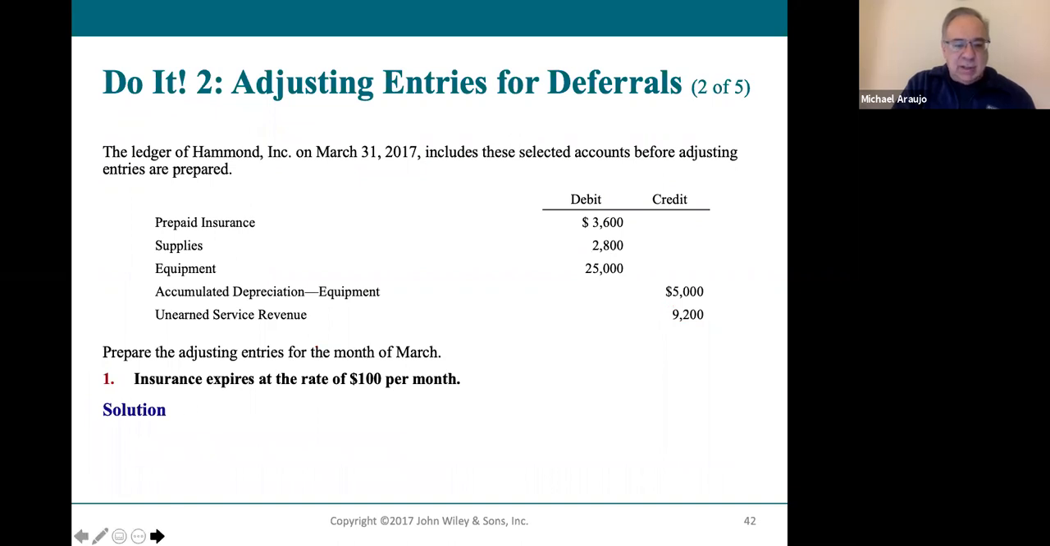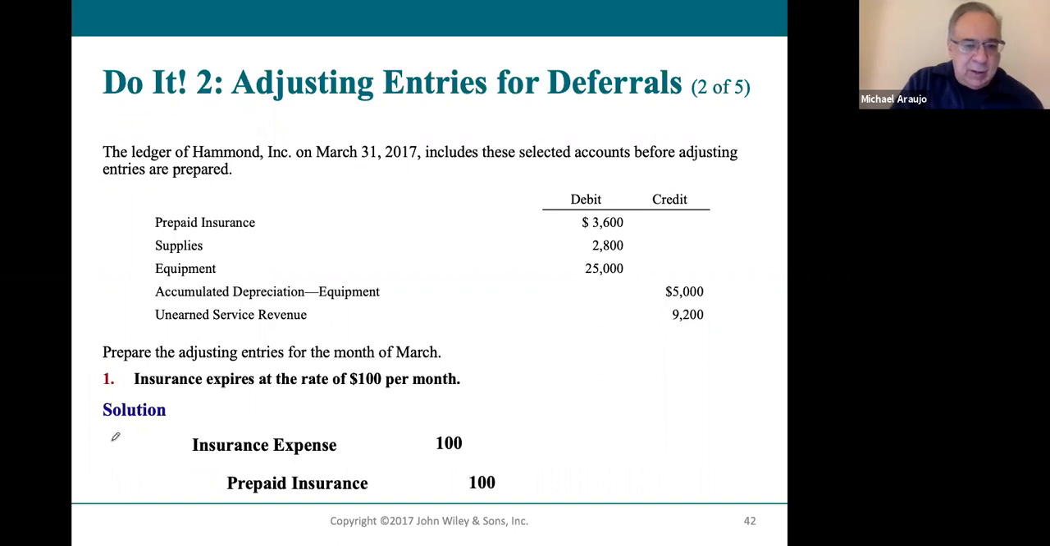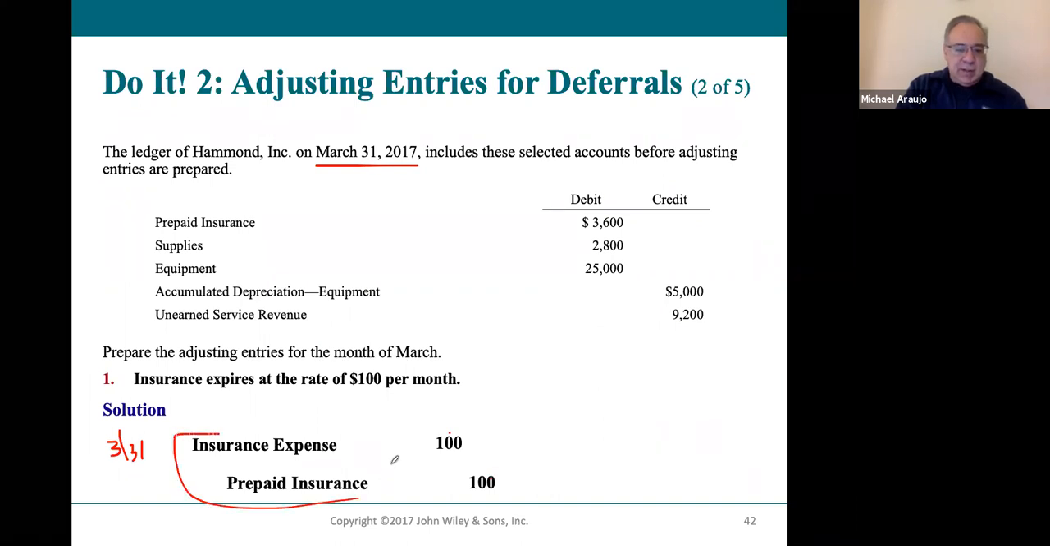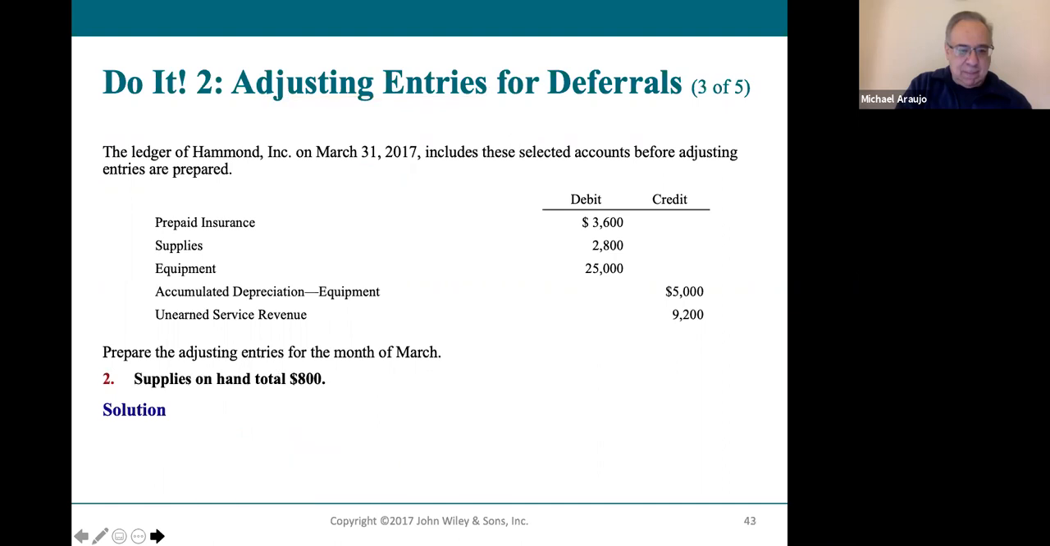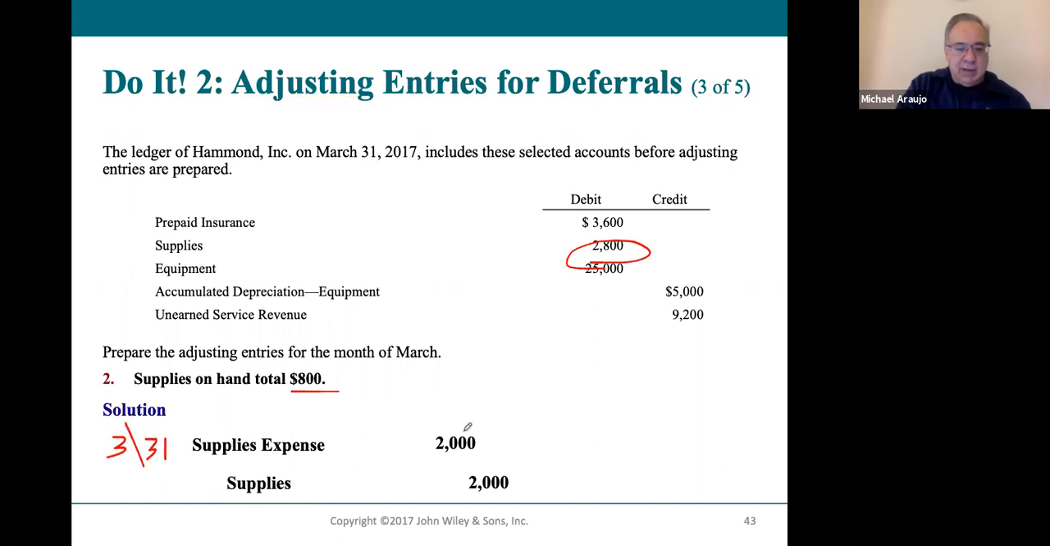So again, insurance, it's going to be very simple. The only thing I don't like about this is you need to have that date. So again, on the 31st of March, this is what we're looking at. You'd have an adjusting entry, a debit to insurance expense for 100, credit to prepaid insurance for 100. These pairs are the same all the time in the adjusting entry process, guaranteed. Supplies are only $800. If you started with $2,800, you only got $800, you used the difference, $2,000. So you would have the date here. You would have a supplies expense of $2,000. That's a debit. Credit supplies of $2,000. These accounts are always going to be together in the adjusting process, I can guarantee you.